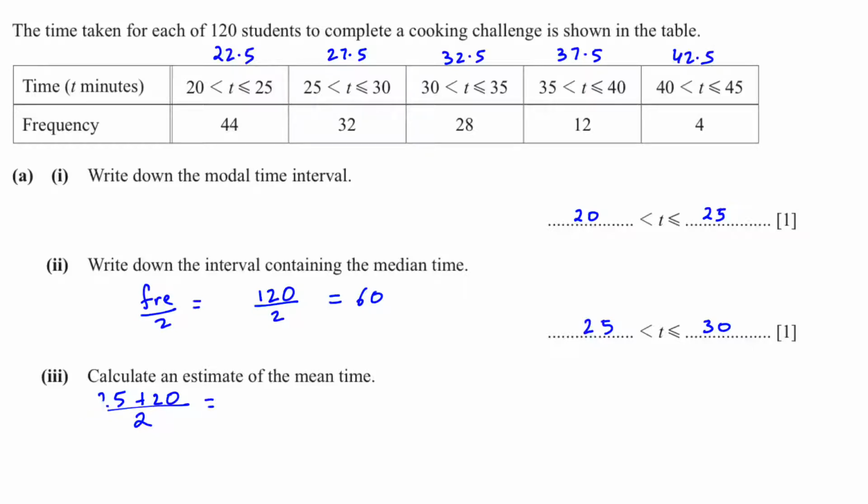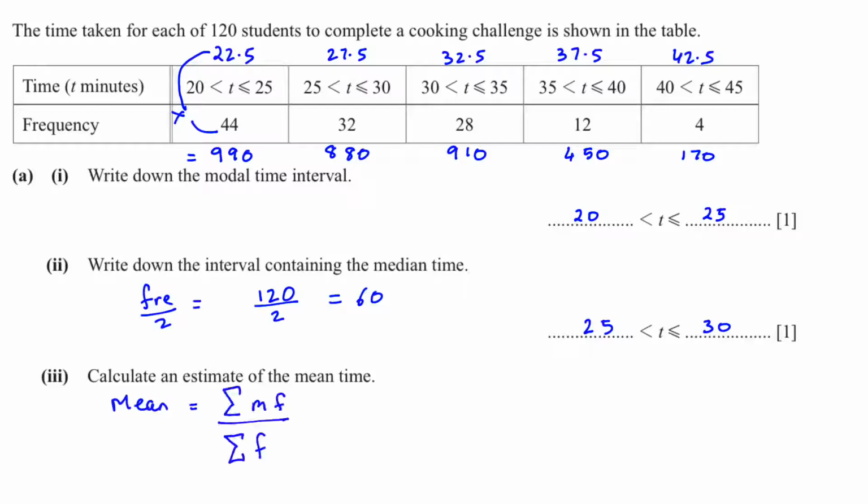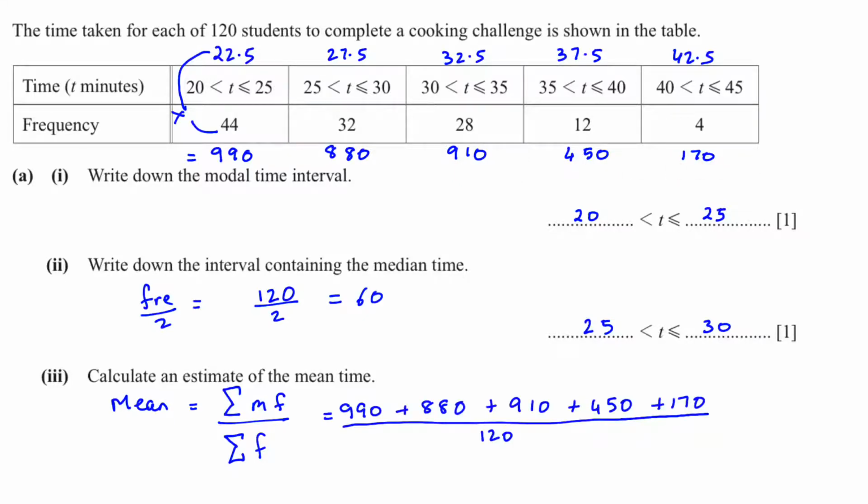After you are done this, you have to multiply it with the frequency and write the answer here. So 22.5 multiplied by 4, write the answer here. These are the numbers you will get when you multiply the midpoint by frequency. After that, we'll use the formula mean is equal to the sum of the midpoint multiplied by the frequency divided by the total frequency. So we will add all these numbers and divide by 120. That will give us 28.3.